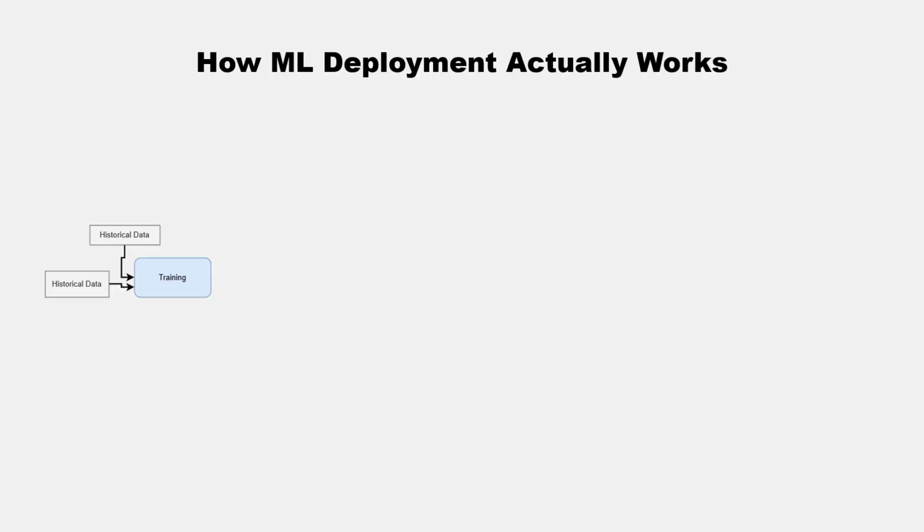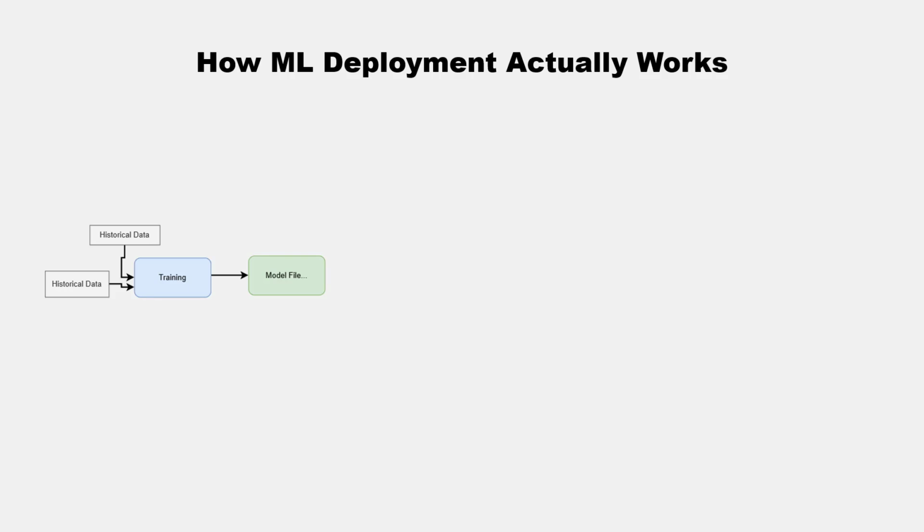Everything starts with training. Training is when the model learns patterns from the historical data. This usually happens offline on your laptop or a training server. The important part here is this: the output of training is not a prediction. It's a model file like .pkl or .pt. And once this model file is created, training is basically done.